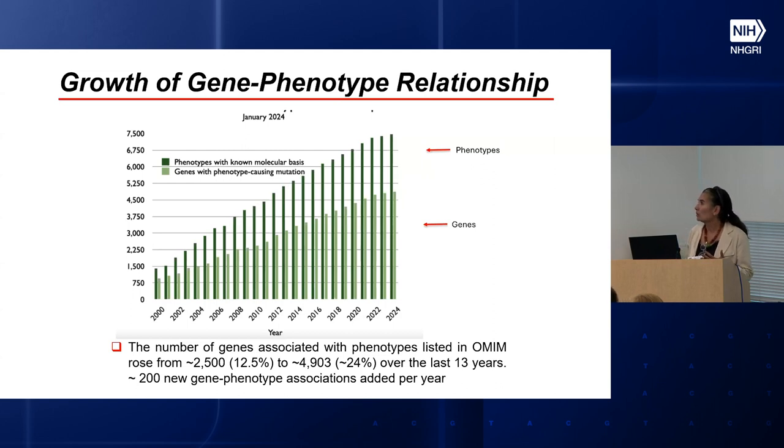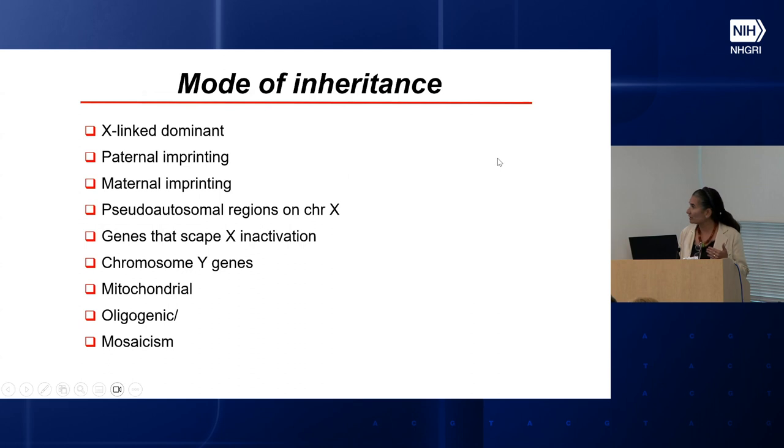This chart is from OMIM, and you can actually find it in OMIM. They have it updated from January 2024, and it shows the number of phenotypes and genes that are added to OMIM per year. And you can see that it has been increasing always. The numbers here start from 2010, more or less, when we started using exomes. And you can see the increase in the number of genes that have been associated with disease in the last 13 to 14 years. And OMIM keeps adding about 200 new gene phenotype associations per year.